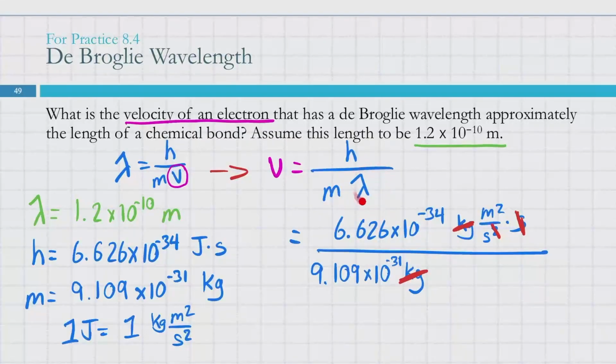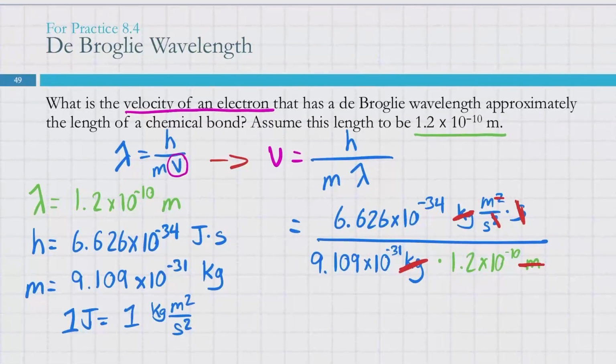And now we put in our de Broglie wavelength. Our de Broglie wavelength, 1.2 times 10 to the minus 10 meters. And the meters here on the bottom cancels out the squared on the meters on the top. So the units that are left over are meters per second, which is units of velocity. So equals meters per second.